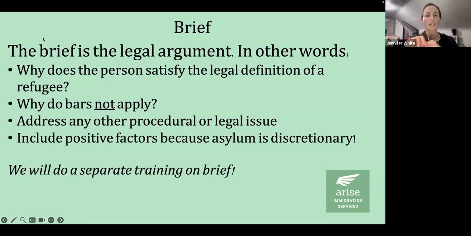And then you're addressing any other legal or procedural issues, like Jennifer just mentioned, like the UAC issue. That would be unaccompanied alien child. That would be a jurisdictional issue because any UAC is supposed to interview with the asylum office, not the courts. The asylum offices are supposed to have initial jurisdiction over all of those cases.